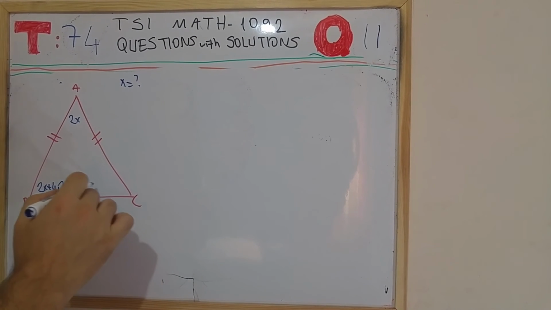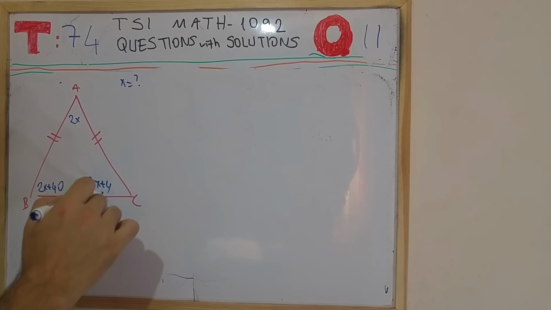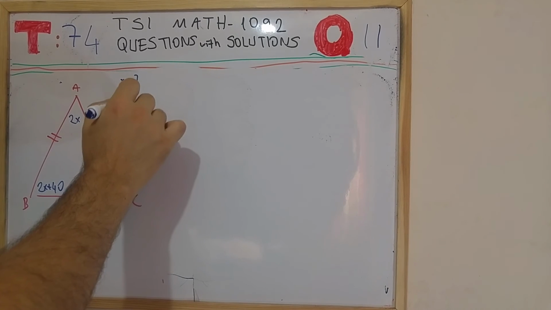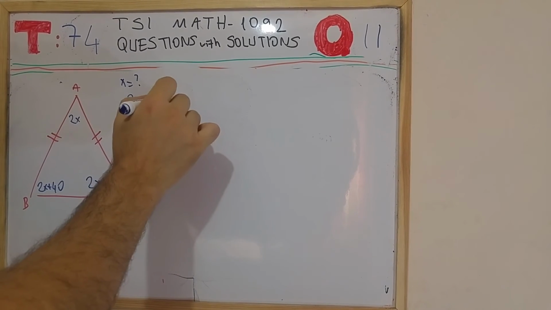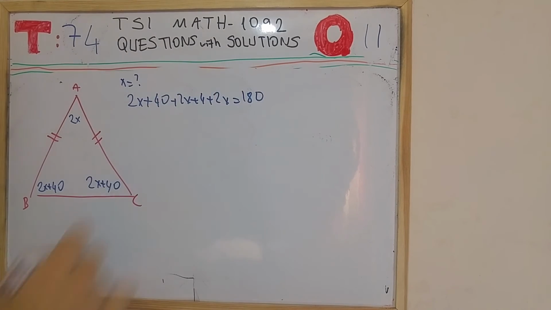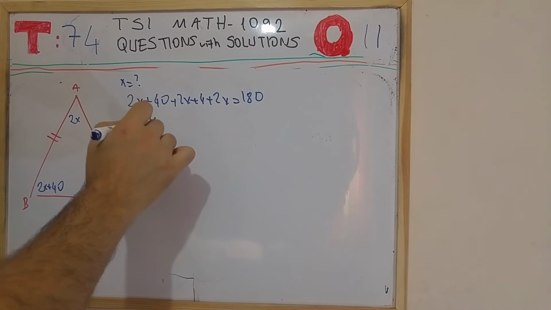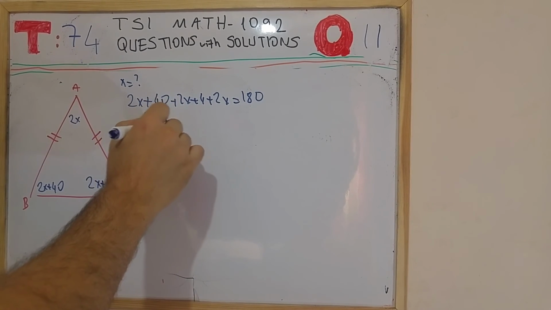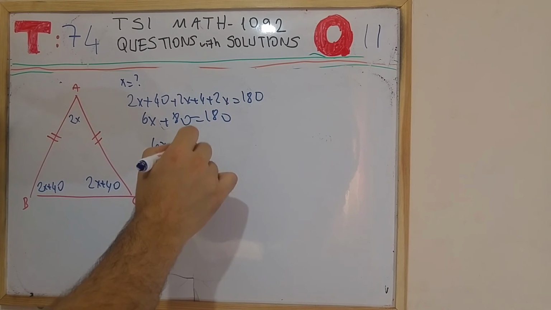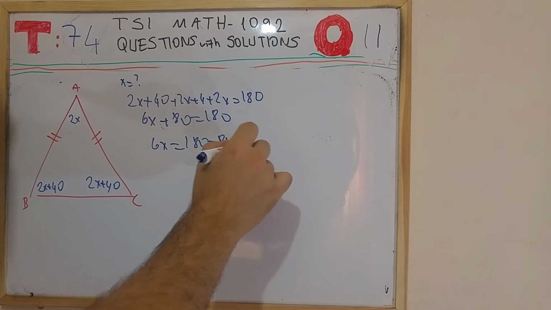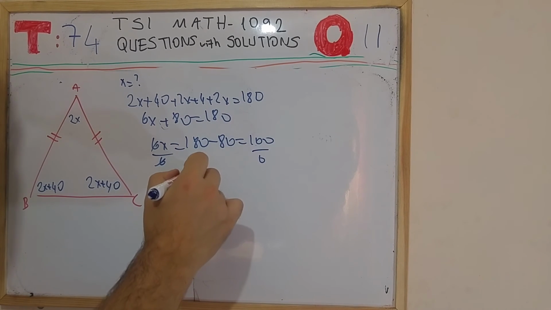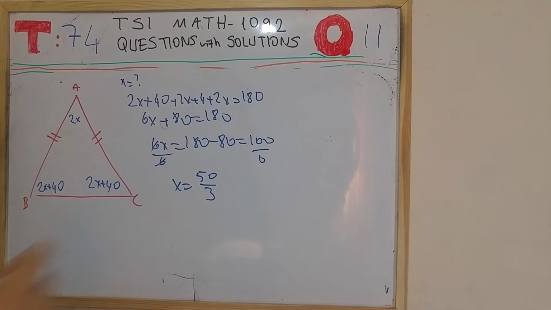This is an isosceles triangle. Here must be equal to 2x plus 42. So when I sum all these up, 2x plus 40 plus 2x plus 40 plus 2x, this is equal to 180. So 6x plus 80 is equal to 180, and 6x is equal to 180 minus 80, that is 100. When I divide each side by 6, x is equal to 100 over 6, or 50 over 3 degrees.